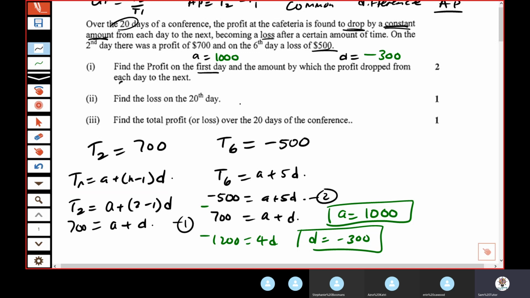Find the loss on the 20th day. So find T20. T20 would be A plus N minus 1 times negative 300. Whatever that gives you. Can you plug it into your calculator? Someone? What was it? Just that 1,000 plus 19 times negative 300, just so we can have an answer.